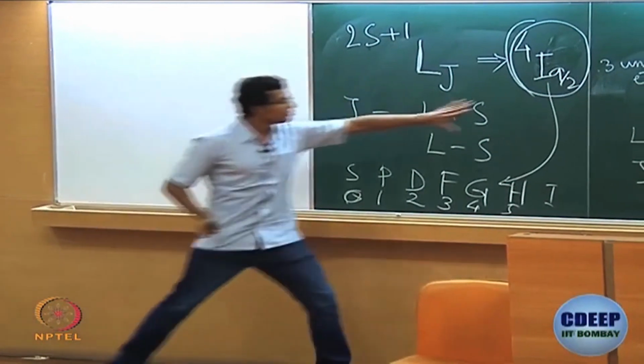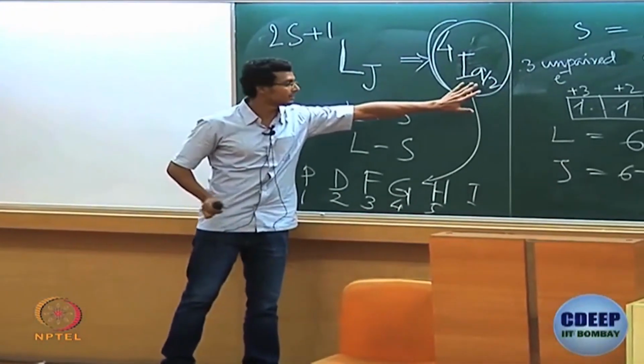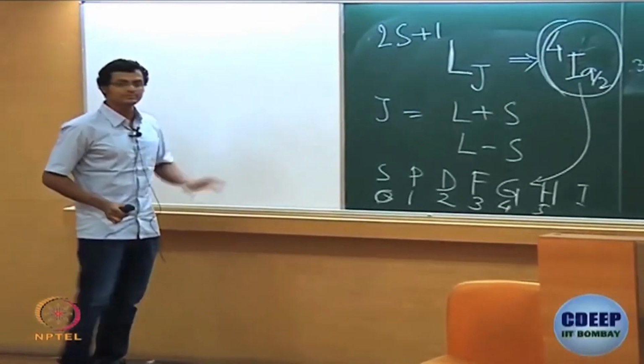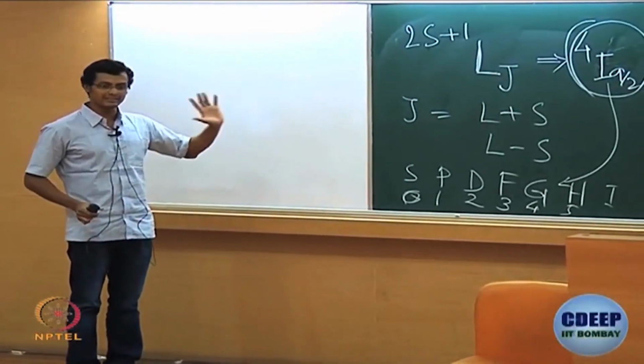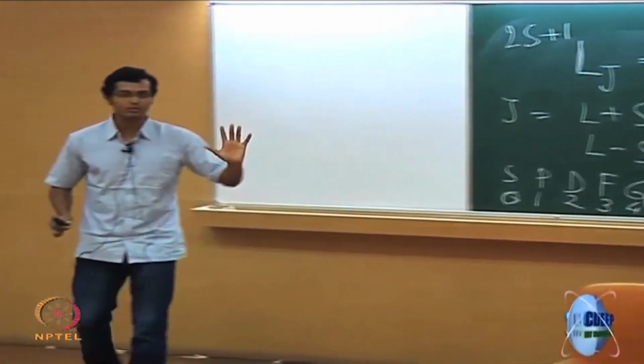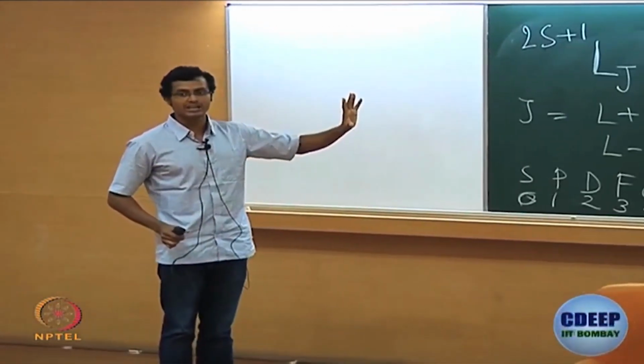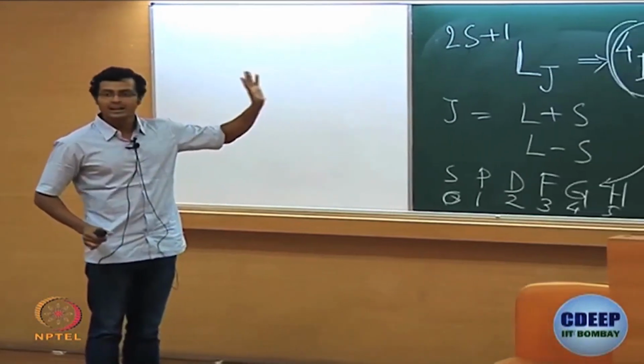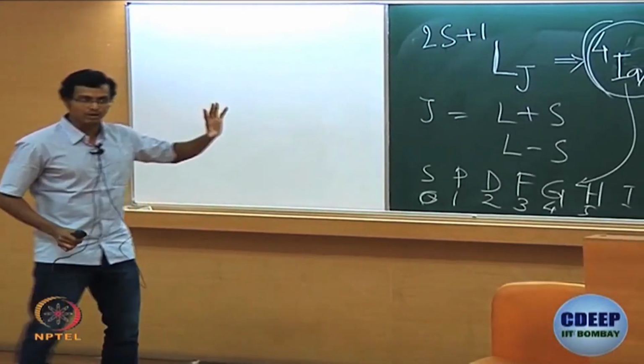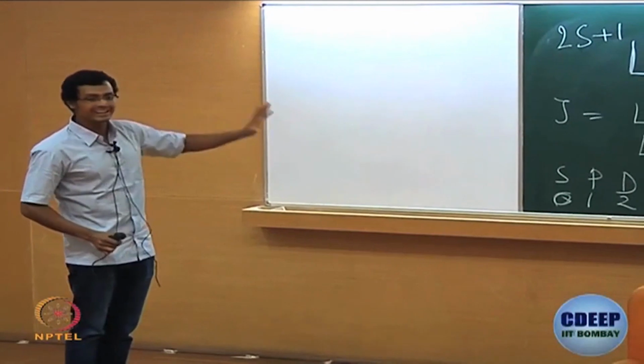Although you don't really need to know this J term for the class, I think some of you, at least 30% or 40% of you, know it, I don't know. So what we are trying to tell you is, this is the Russell-Sanders term symbol derivation.